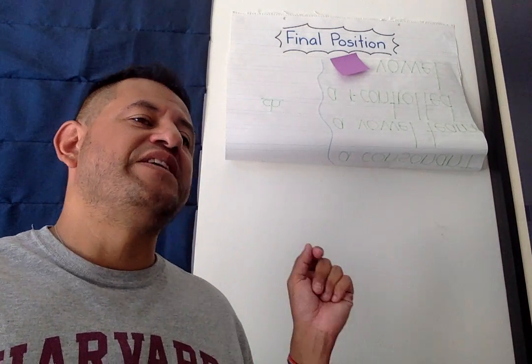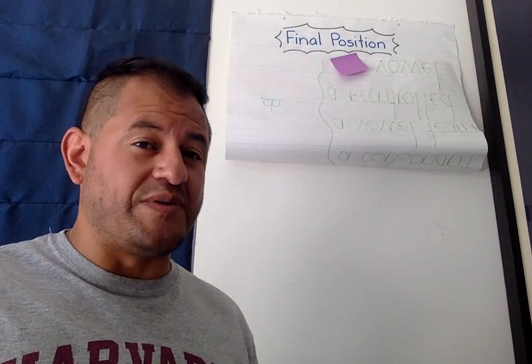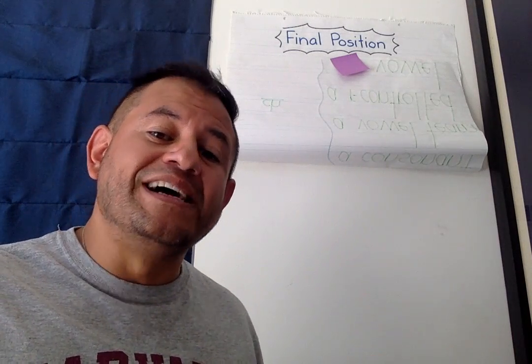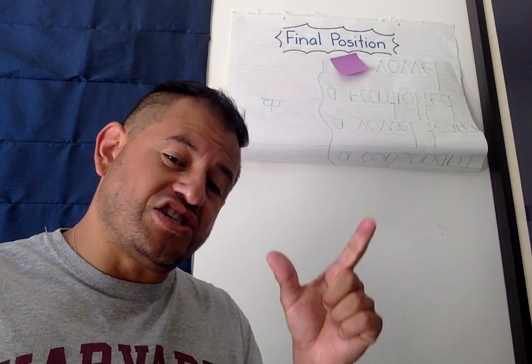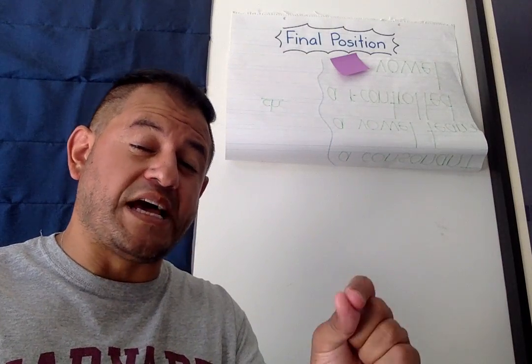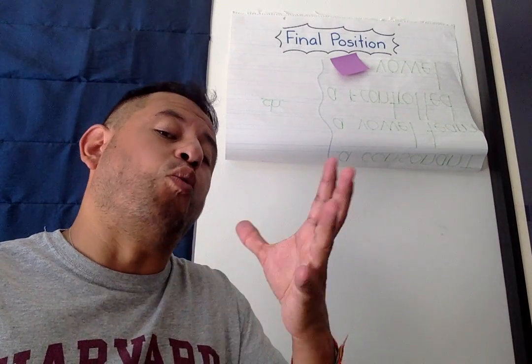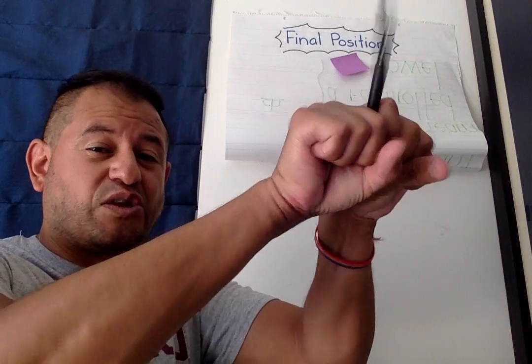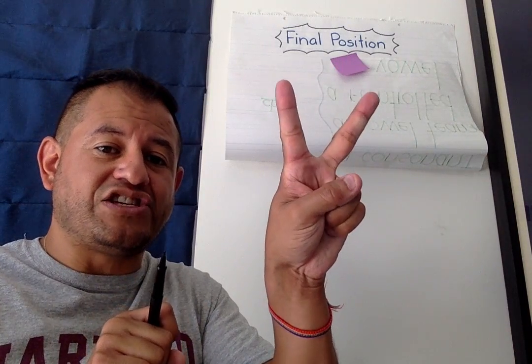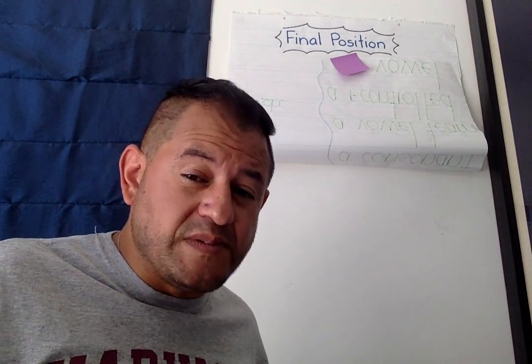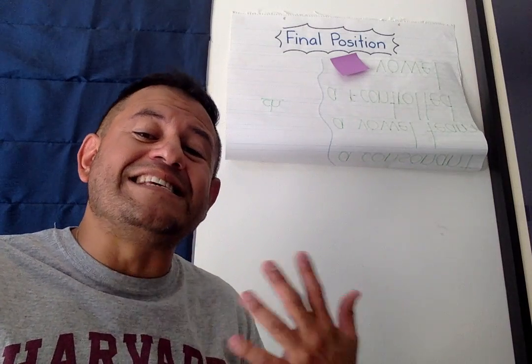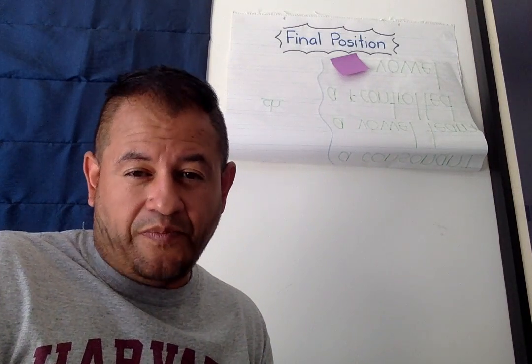a digraph. Now, we're going to think about one digraph today being CH, the two letters that come together to make one sound. We call them a glued sound or a welded sound. We weld them together. We glue them together. CH, okay?